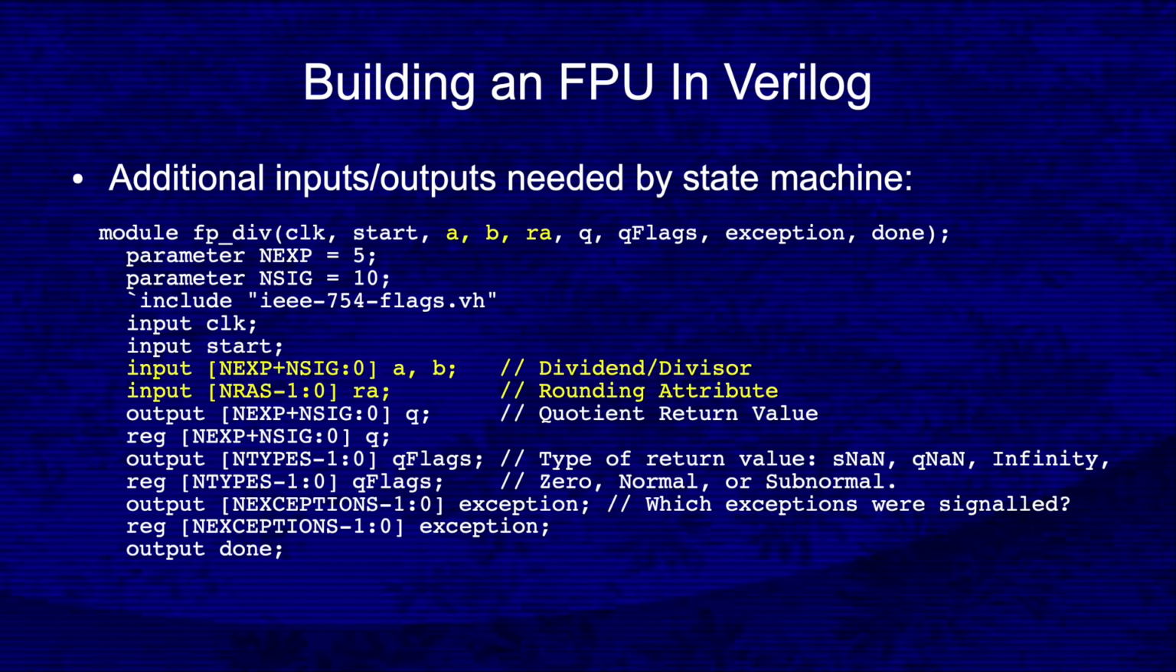In the division circuit from the last video, the input values were the dividend, divisor, and rounding mode. Today's circuit adds 2 additional inputs, the system clock and a start signal which causes the state machine to begin execution. The outputs from the previous video were the quotient, a bit vector reporting whether the result was a NaN, an infinity, a zero, a normal number, or a subnormal number, and an exception vector to report any errors that were generated by the computation. Today's circuit adds an output signal to indicate that the computation is done.